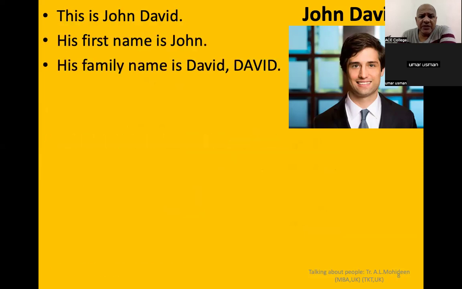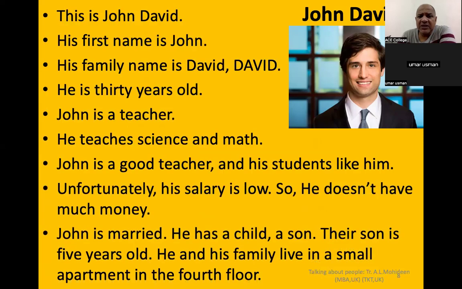At the same time, these sentences you can see here are written one by one. This is John David. His first name is John. Family name is David. He's 30 years old. He is a teacher. He teaches science and maths. John is a good teacher and his students like him. Unfortunately, his salary is low, so he doesn't have much money. John is married. He has a son. Their son is 5 years old. He and his family live in a small apartment on the fourth floor. Now it's complete information about this guy.